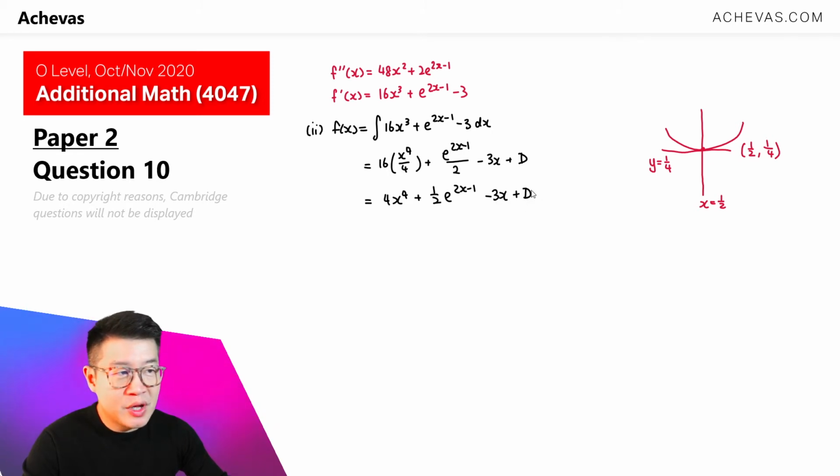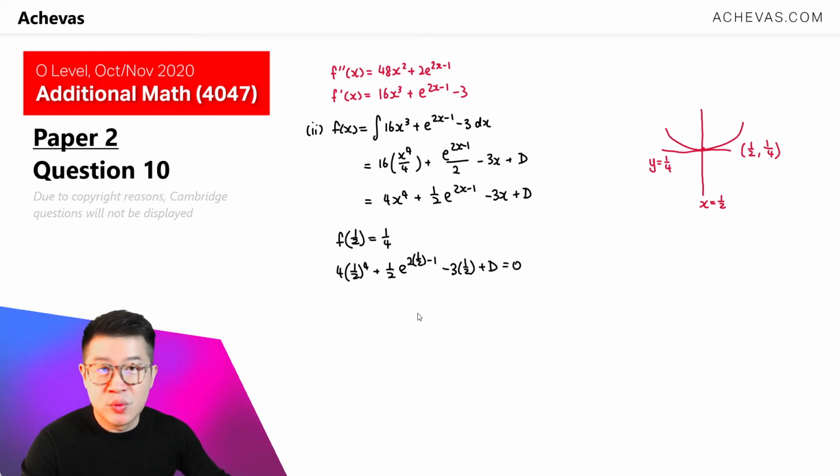And to solve for d, we are going to make use of the fact that we have found out that (half, 1/4) is going to be a point that lies on the graph of y is equal to f x, which means that f of half is going to give me an output of 1/4. So replacing all this x by half, we have 4 times half to the power of 4 plus half e to the power of 2 times half minus 1 minus 3 times half plus d, this is equal to 1/4.